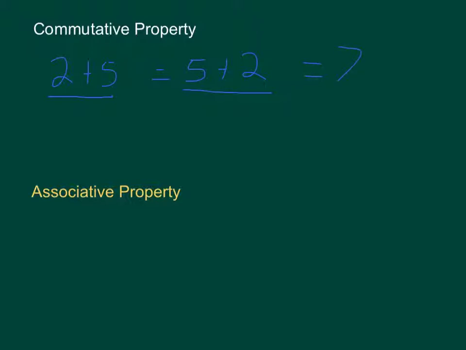And that holds true with algebra too. If you use variables, you can write a plus b, or it's the same or just as valid to write b plus a. So it doesn't matter which order you add things in. And that's the commutative property of addition.